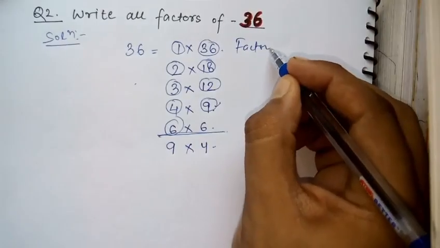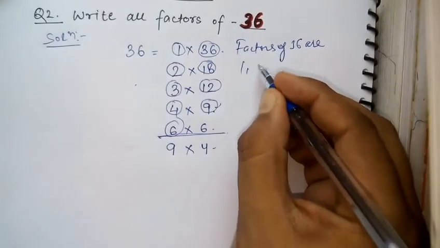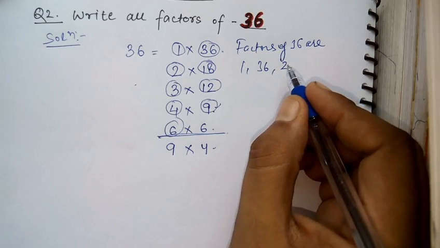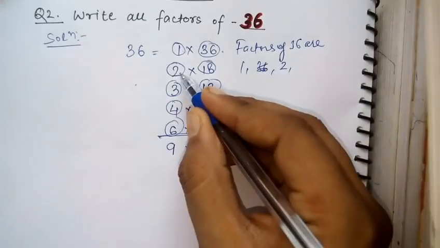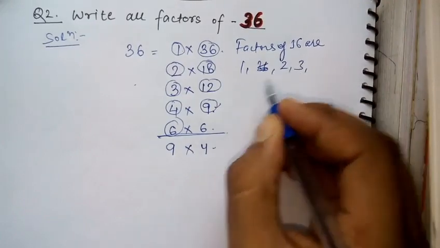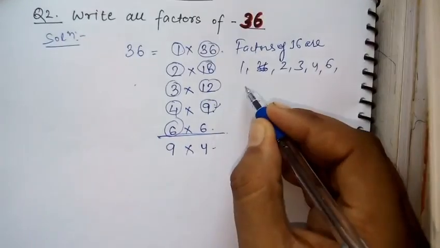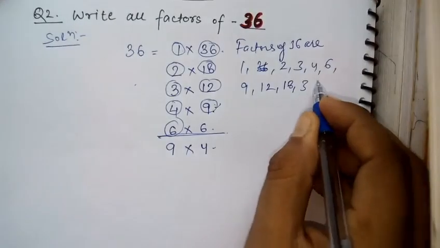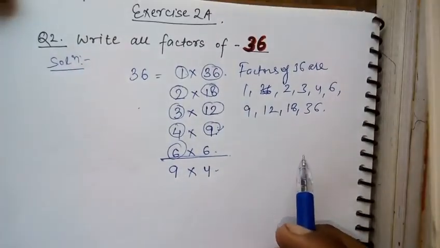Factors of 36 are 1, 36, 2. We can write it in proper form: 1, then 2, then 3, then 4, then 6, then 9, then 12, then 18 and then 36. So these are the factors of 36.